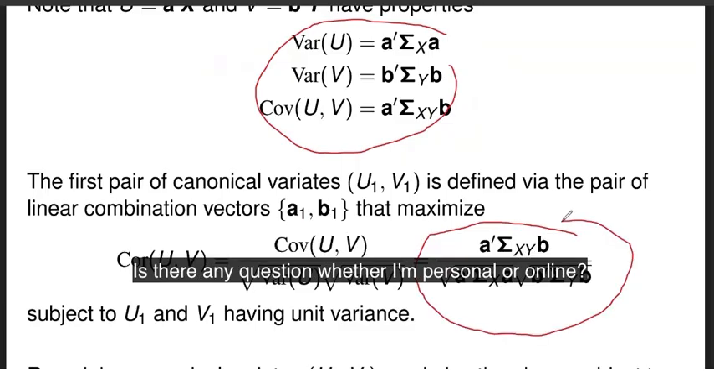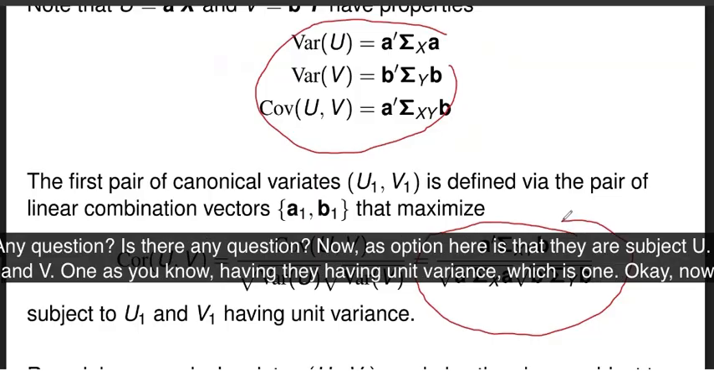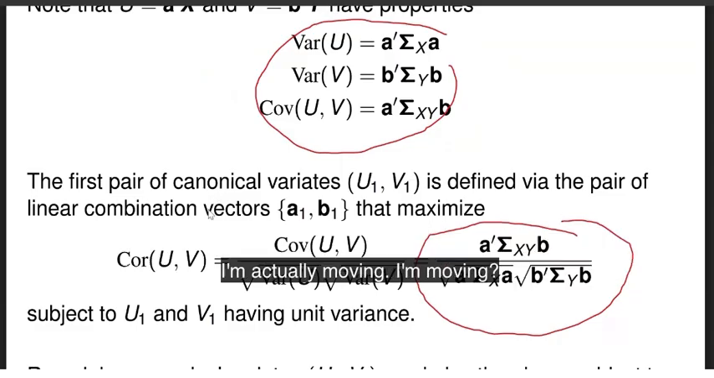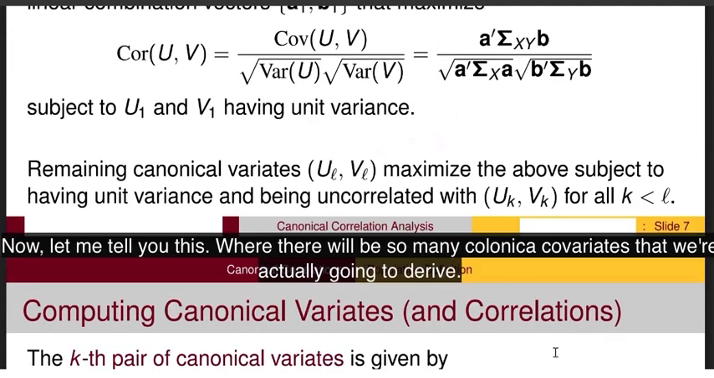Is there any question, whether in person or online? Any question? Now, the assumption here is that U1 and V1 have unit variance, which is 1. Okay, now I'm moving.